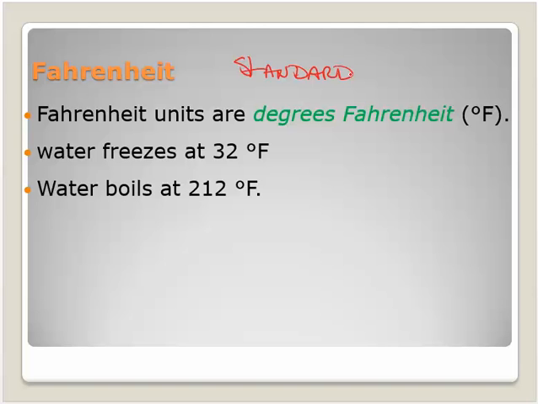Fahrenheit is measured in degrees Fahrenheit. Water freezes at 32 degrees Fahrenheit and it boils at 212. So these are just some common temperatures we ought to know. It freezes and thaws at 32. It'll boil and it will condense at 212.